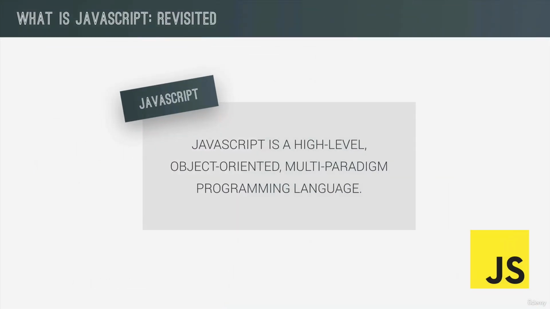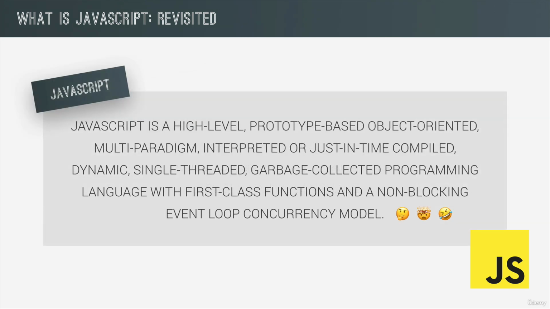And I want to start by coming back to that first definition that I gave you on JavaScript, where I told you that JavaScript is a high-level, object-oriented, multi-paradigm programming language. Now, this is of course 100% correct, but it's also really just the surface, the tip of the iceberg. So what about this definition?